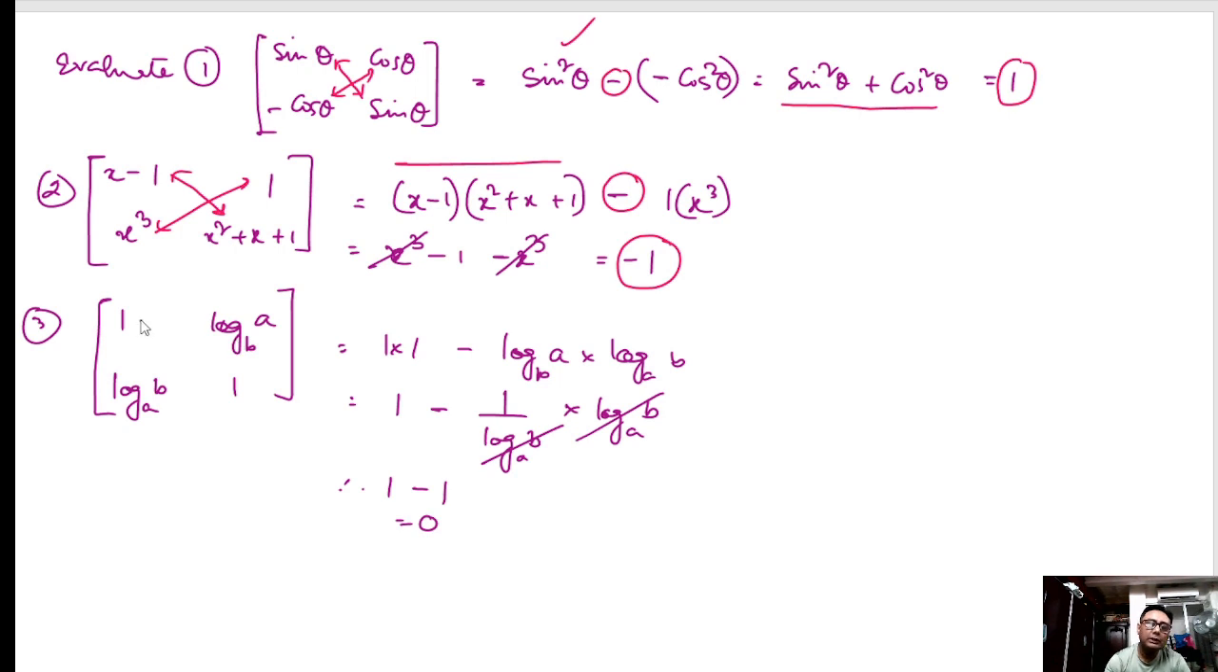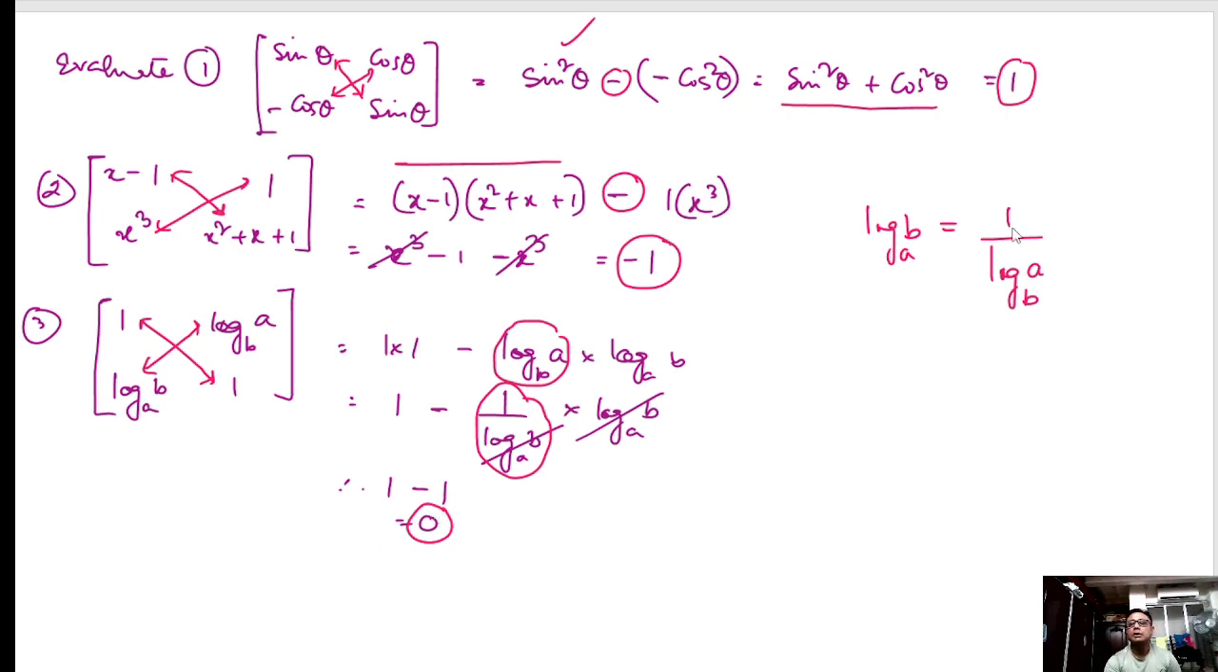Next we have to multiply again 2 by 2. So multiply these two. Minus multiply these two. So here we have done. And please note here that log AB is equal to 1 by log BA. So using this concept, I have put it here and they cut out. So the answer is 0. Please note this formula which you may require if the determinant is having log. Clear?